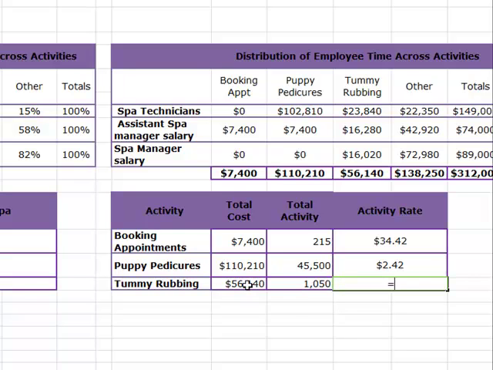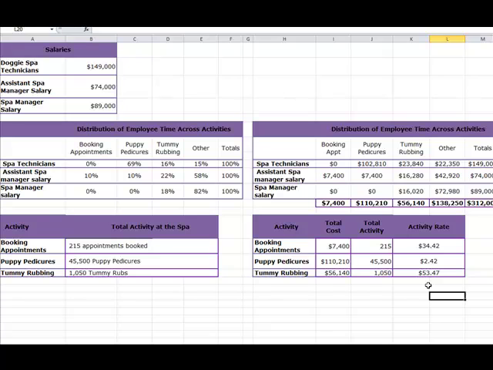And lastly, I know that tummy rubbing is $56,140, and if I did 1,050 of those, that is actually $53.47 per tummy rub in cost. What I can do with these figures right here is, now that Wanda knows how much it costs to book an appointment, we know that at a minimum we want to charge $35 just to walk in the door, because we've got to at least cover that high dollar assistant spa manager salary. We also know that we don't want to charge any less than $53.47 for a tummy rubbing, because then that gives us nothing to cover rent, depreciation, those types of things.